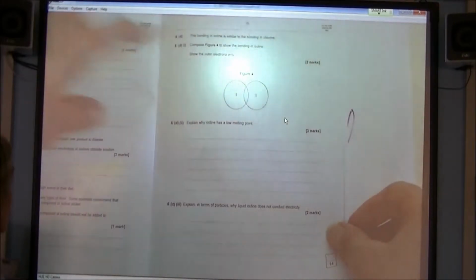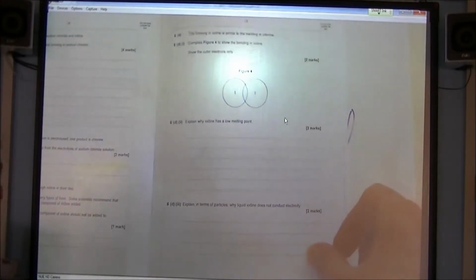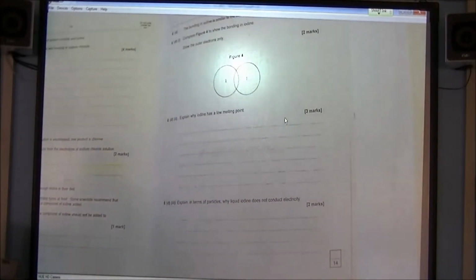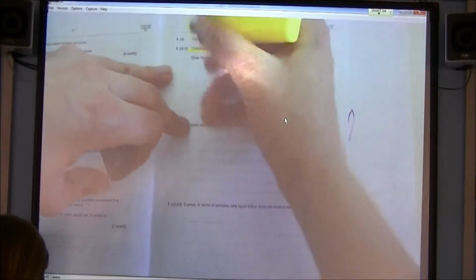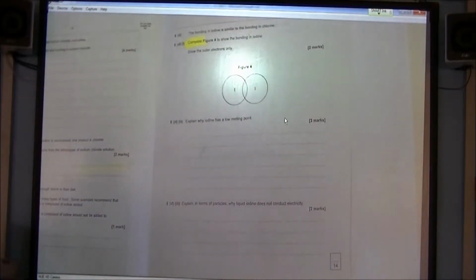Now it tells you at the top some information about what they're talking about. It says the bonding in iodine is similar to the bonding in chlorine. It asks you to complete figure 4. First thing to notice, on our top tips, make sure you look out for questions that say complete. As soon as you see that word, you're going to have to do something on a diagram. So complete means do something to a diagram.